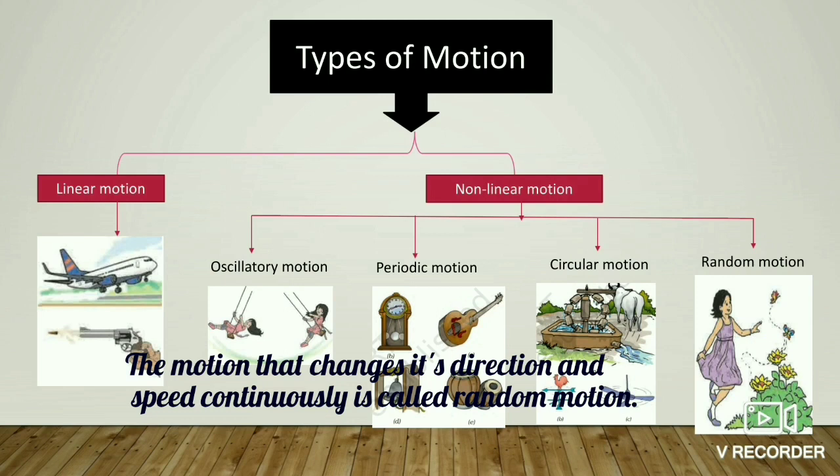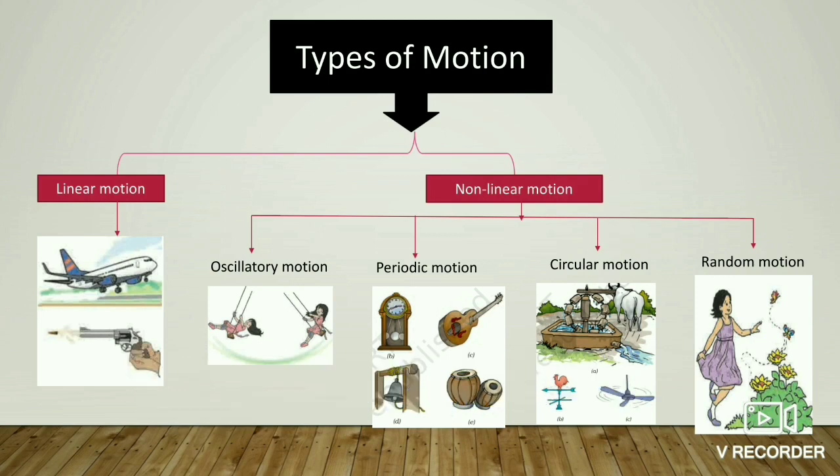A butterfly constantly flits from one flower to another. There is no definite direction to its motion. The motion of a flash in a game of football, a crawling baby, or a wandering animal are also examples of random motion. There are some more types of motion that we have to study in higher classes.